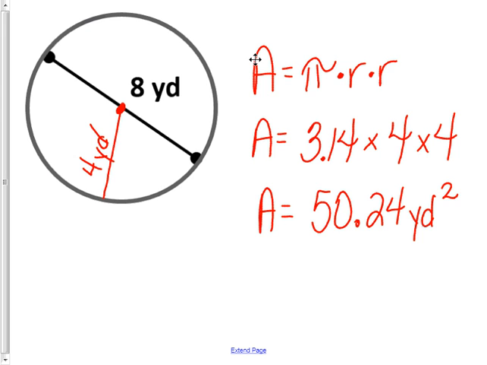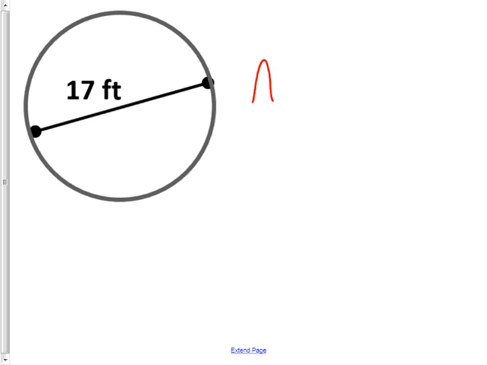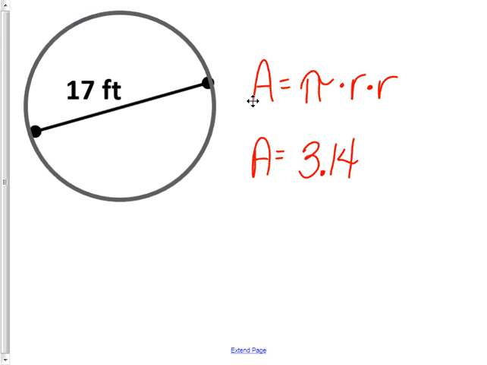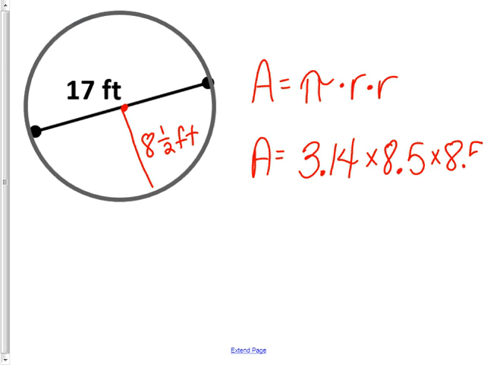Looking at one last example. Again, area equals pi times radius times radius. So we're going to do 3 and 14/100. This one again was a diameter, so we need to find the radius. Half of 17 is going to be 8 and a half, or 8 and 5/10 feet. When we work this one out, 3 and 14/100 times 8 and 5/10 times 8 and 5/10 is going to give us a circle with an area of approximately 226 and 87/100 square feet.